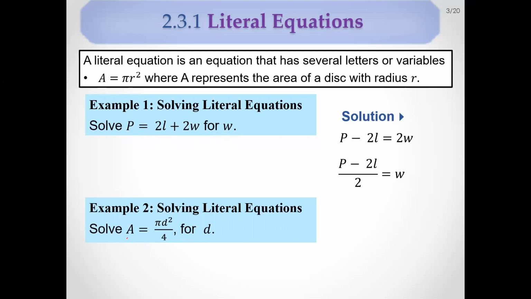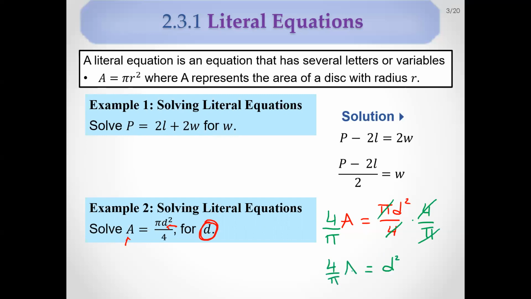Same here. Here we have two variables, a and d, and we want to solve for d. So isolate d, get a formula for d. We write our equation and we try to isolate d. Here we have division by 4, so we multiply by 4 to remove the 4. We divide by pi to remove pi on both sides. We get d squared equals 4 over pi times a.